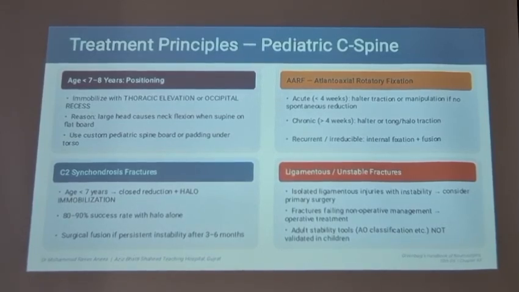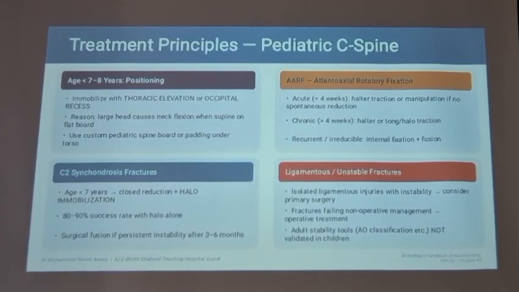The second is C2 chondrosis fractures in age less than 7 years. In this scenario, we have to go for closed reduction and halo immobilization. An 80 to 90% success rate is noted with halo alone. Surgical fixation if there is persistent instability after 3 to 6 months. We will go through the follow-up slides at the end, in which we monitor the patients of these cases.